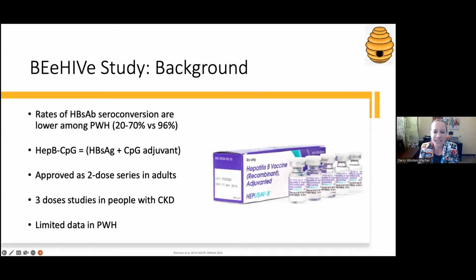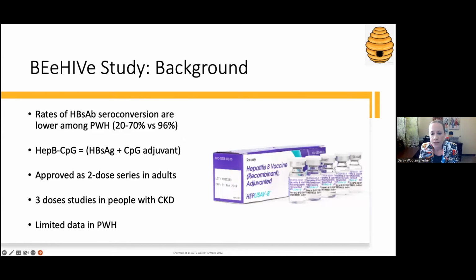is the Beehive study, and this is looking at prevention of hepatitis B among people with HIV. And many people in the audience are probably familiar with this since we are one of the clinical trial sites for this study. And this is looking at efficacy of hepatitis B vaccination among people with HIV. I think the importance of this study is very obvious.